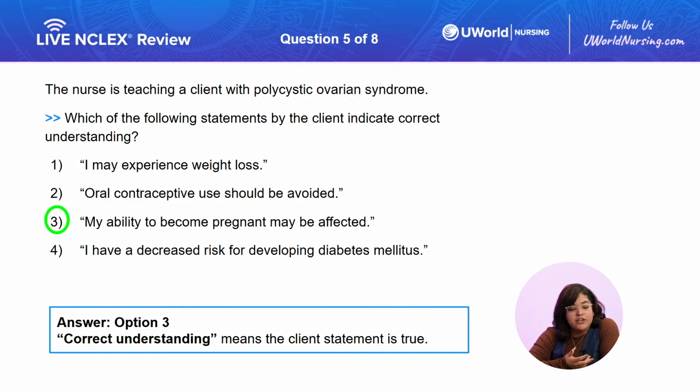Option 1 is incorrect. Obesity is a common clinical manifestation of PCOS. Weight gain is more likely than weight loss. Option 2, hormonal contraceptives are actually part of the treatment for PCOS. It helps reduce some of the clinical manifestations. Option 4, clients are actually at an increased risk for diabetes mellitus.